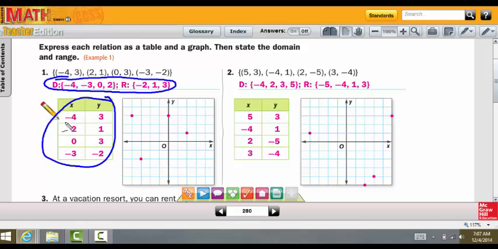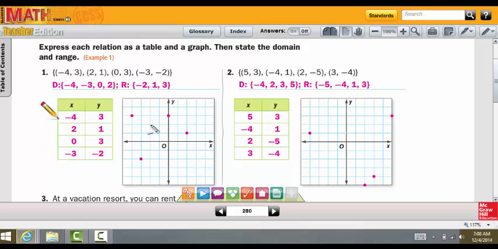And now when we plot -4, 3, we start at 0, go to -4 on the x-axis, and up to 3, and we have this point here. Then we plot the point 2, 1: 2 on the x and 1 on the y. Next we move 0 on the x-axis and then up to 3 on the y. Lastly, we move to -3 on the x-axis and then down to -2. So those are our points there.